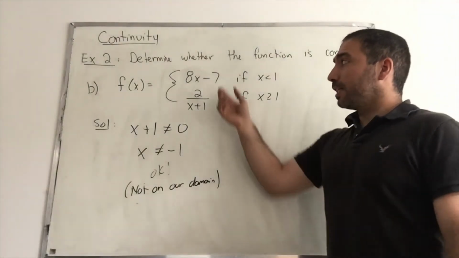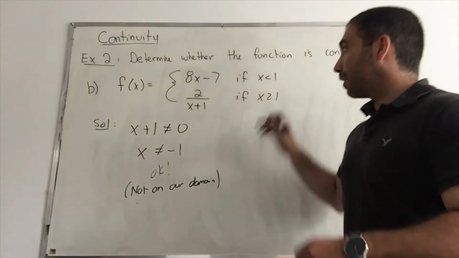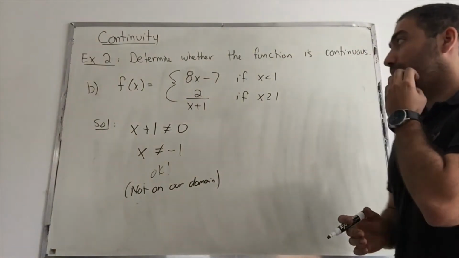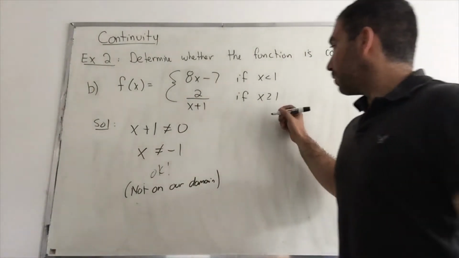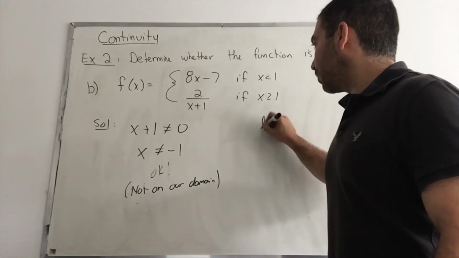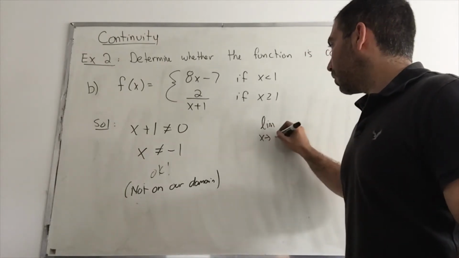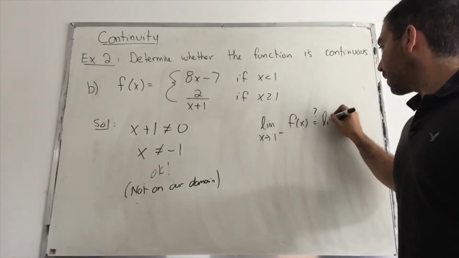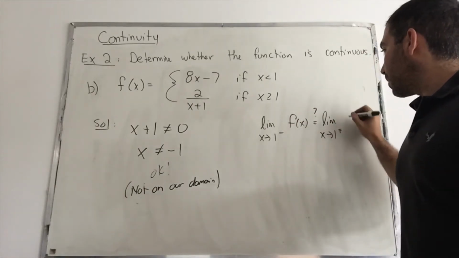The next thing we have to check is the left-sided limit and the right-sided limit, to ensure that at this break at 1, the left-sided limit and the right-sided limit are the same, are equal. So let's go ahead and do that. So we have to check the left-sided limit: the limit as x approaches 1 from the left side of the function, is that equal to the limit as x approaches 1 from the right side of the function.